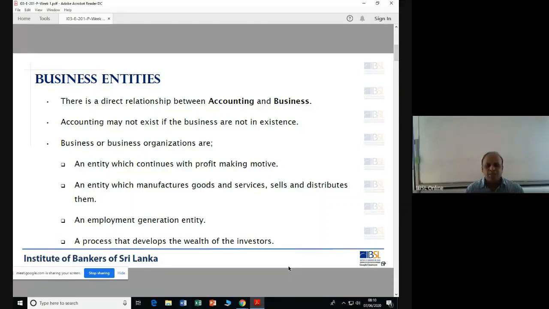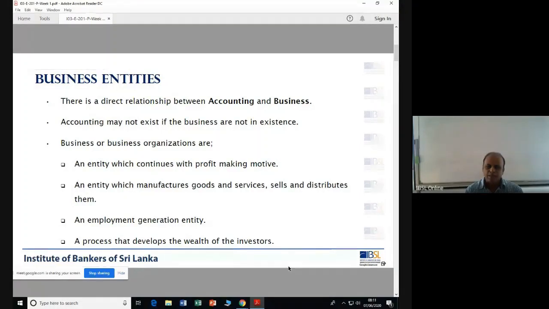The business or business organization, in a broader perspective, is an entity which continues with a profit-making motive. We need to understand this very clearly. The motive of most businesses is to make profit. But for that matter, we also have non-profit making organizations, for example, charity organizations, whose objective is to support and help the community. So business organizations mainly focus on making profit.